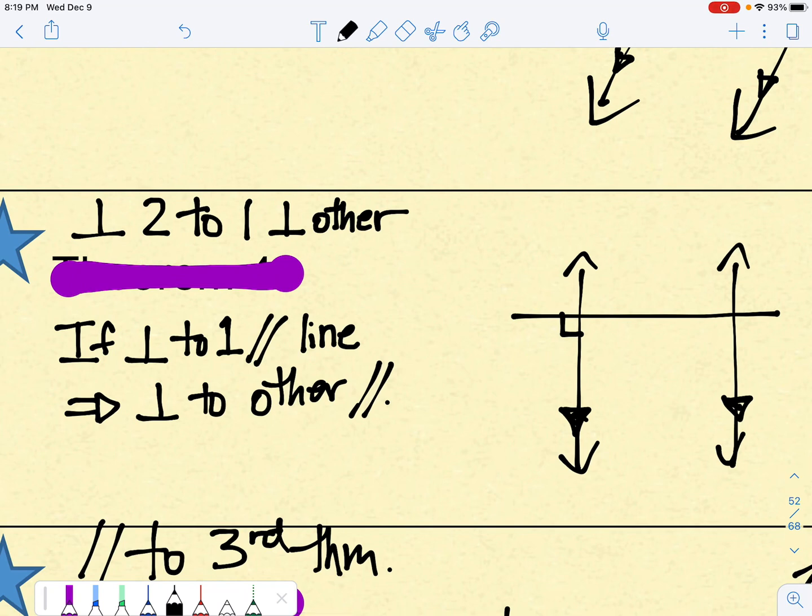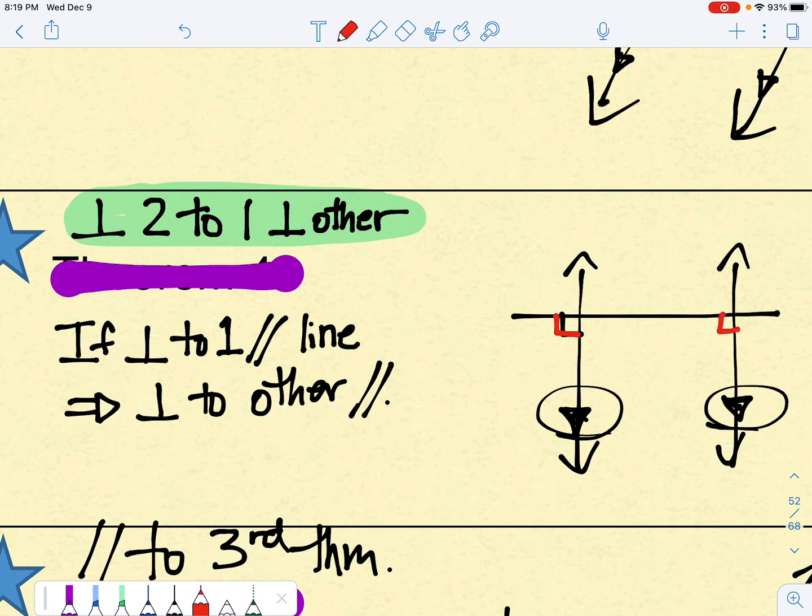Finally, there is one that's a little bit different. This is the perpendicular issue, and I'm going to try a new name this trimester: perpendicular to one, then perpendicular to the other. So if you have two parallel lines, notice they're both marked as parallel, and one of the parallels is marked as perpendicular, then the other one would also need to be marked as perpendicular. So if perpendicular to one parallel line, then it's perpendicular to the other parallel line.